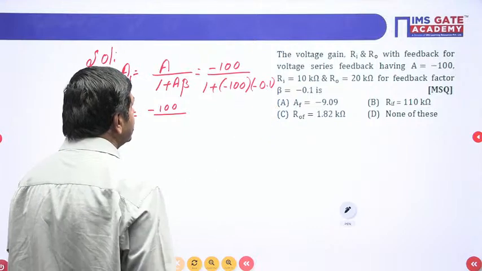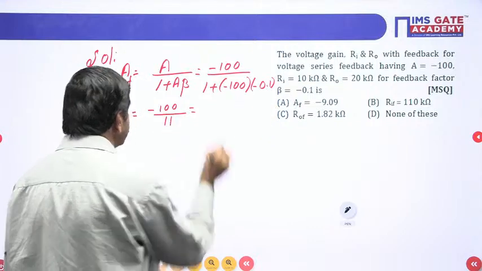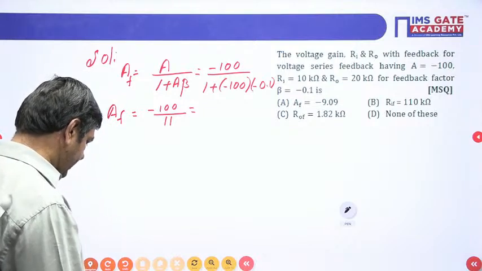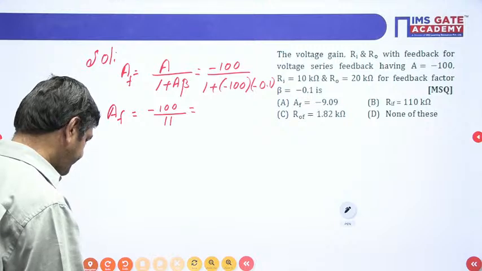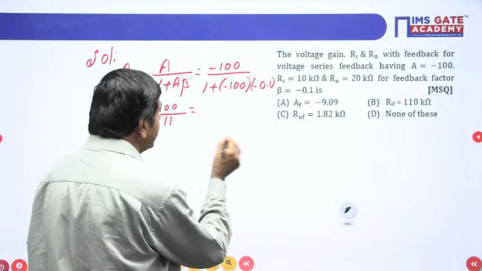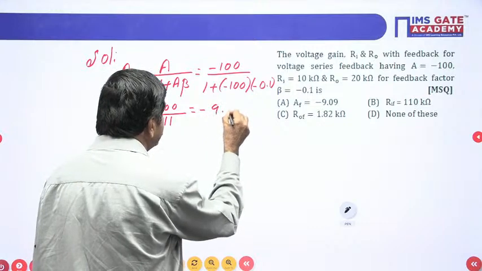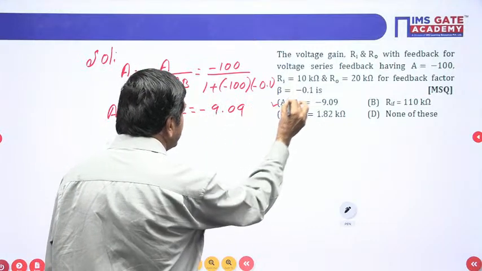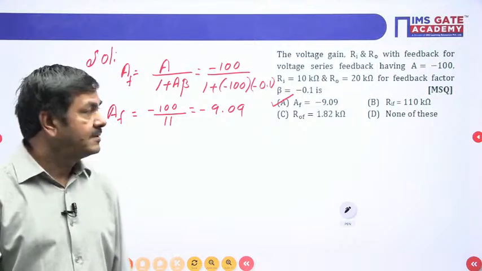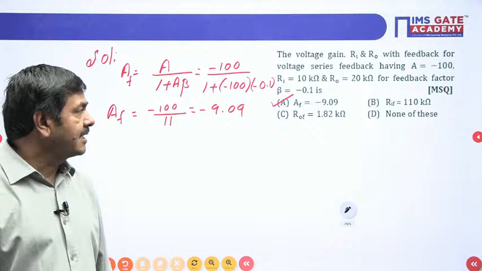It becomes 1 plus 10, that is 11. So minus 100 by 11, I can take it as minus 9.09. Yes, this option is a correct value. The feedback gain we are getting is the same value. Minus 9.09 is the correct value.